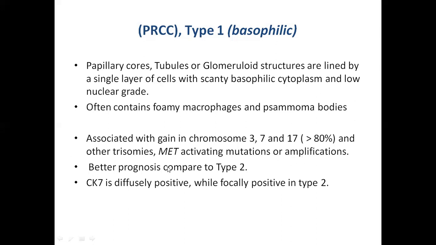And their prognosis compared to type 2 is much better, and they are commonly lower grade as well. On IHC, CK7 is very helpful. CK7 is commonly diffusely positive, while it has been seen that it is focally positive in type 2. And CK7 becomes much more important when we have the solid, microcystic, glomeruloid or tubulopapillary variants.